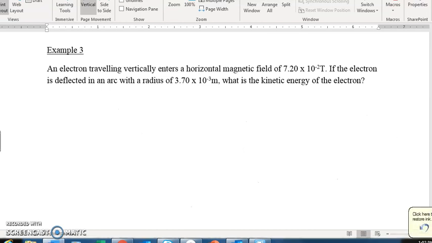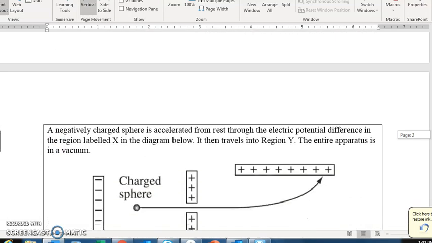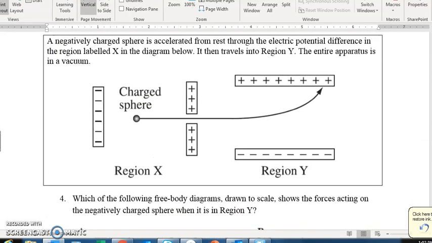All right, lastly, we are going to take a look at this multiple choice question from a diploma exam. We've got a negatively charged sphere. It's coming through and being deflected upwards, right, in region Y. So this is where it will accelerate in region X. This is where it's bending in region Y.